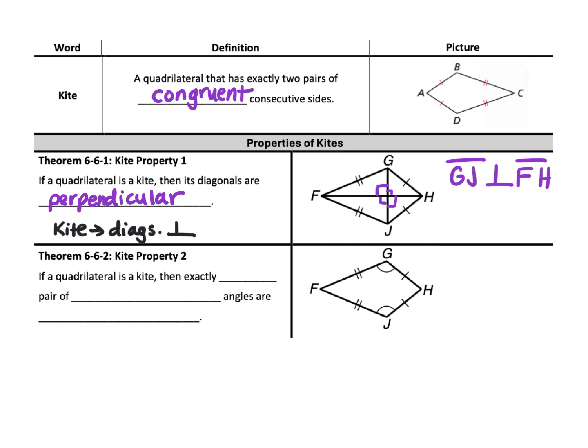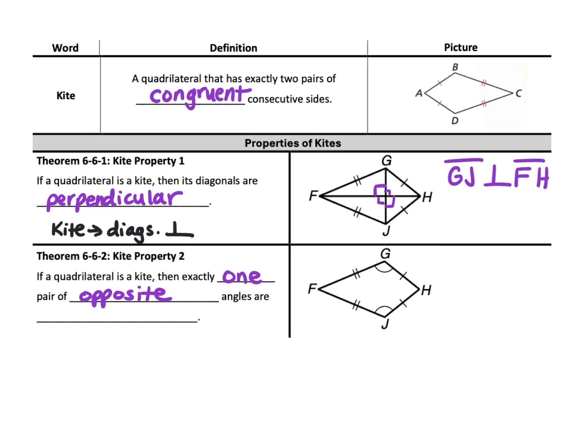If you'd like to abbreviate this theorem, you can either call it theorem 6-6-1, or you can use kite arrow diagonals perpendicular. That means if something's a kite, then its diagonals are perpendicular. Moving on to the second kite property, theorem 6-6-2: if a quadrilateral is a kite, then exactly 1 pair of opposite angles are congruent.